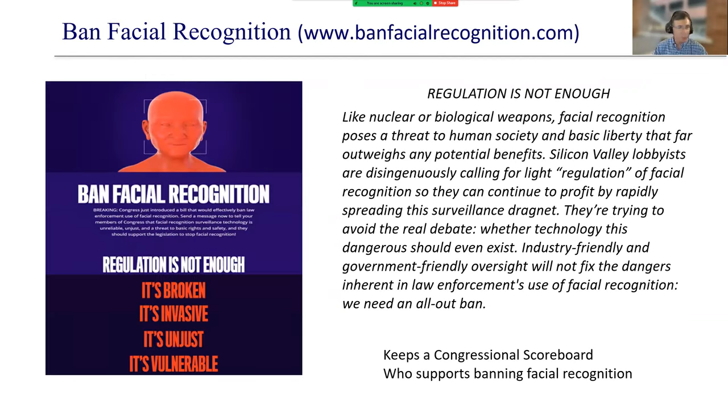So again, I mentioned this one earlier, just wanted to put the website up there if you want to go check out what they're saying. But they're really treating face recognition technology like a new nuclear or biological weapon, and treating it very seriously in terms of the reaction. And they're obviously very much in favor of banning face recognition technologies. Is that the only solution? I don't think so. But again, I think their perspective is important and should be included in this discussion.